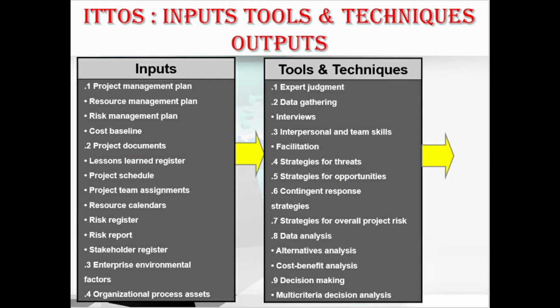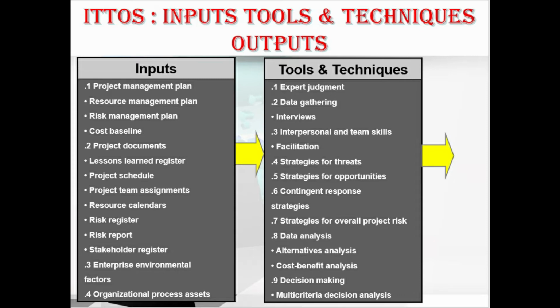In inputs we have the project management plan, which contains the resource management plan, risk management plan and the cost baseline. Next we have the project documents, consisting of the lessons learned register, project schedule, project team assignments, resource calendars, risk register, risk report, and stakeholder register. We also have enterprise environmental factors and organizational process assets, that is EEFs and OPAs.